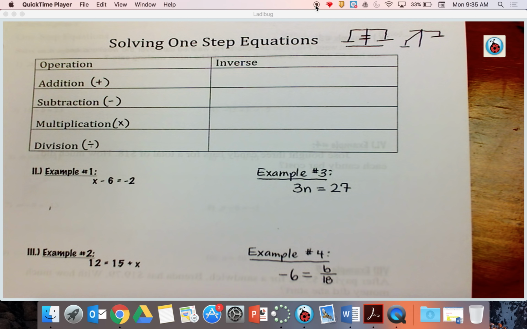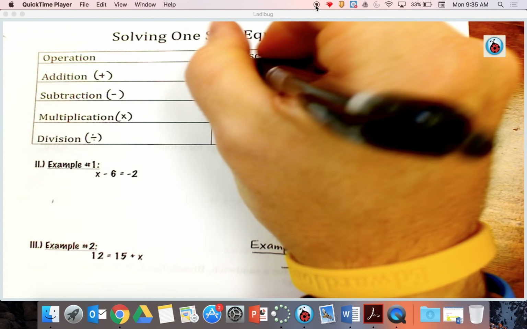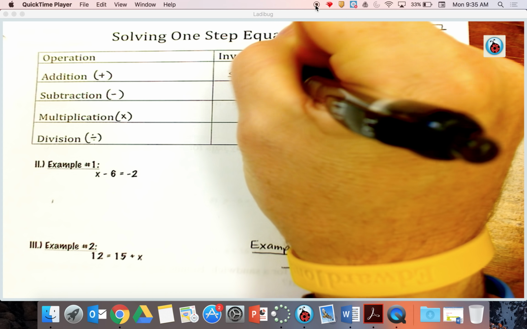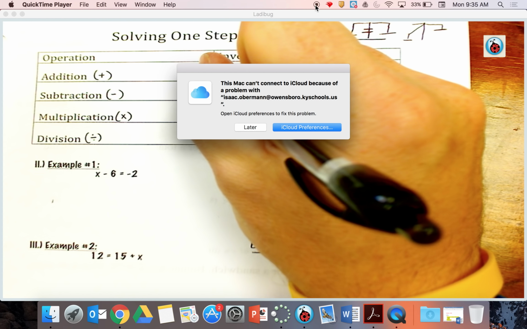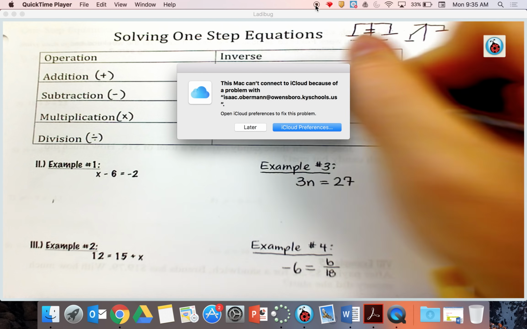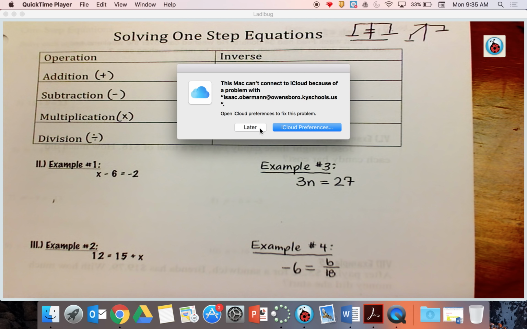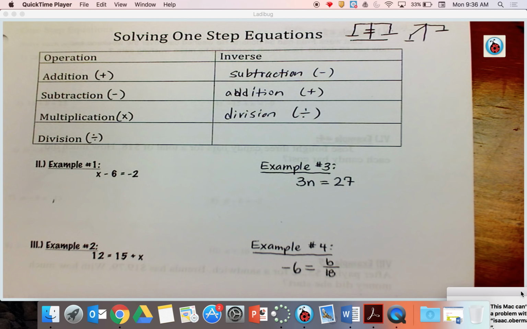So let me show you what we're doing here. The opposite of addition is subtraction. So to keep a balanced scale, if I have an addition problem, I'm going to subtract on both sides. If I have subtraction, I'm going to add on both sides. If I have a multiplication, I'm going to do a division on both sides.